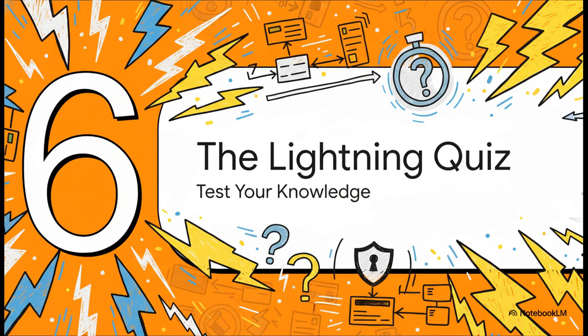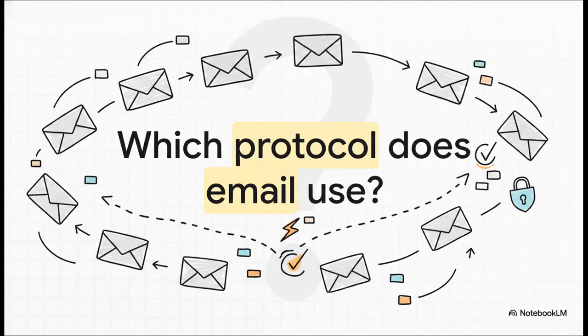And finally, Section 6, the lightning quiz. Okay, let's see how much you've absorbed today with a quick rapid-fire scenario. Think really carefully about what we discussed regarding speed versus reliability. Which protocol does sending an email use? And more importantly, why? I'll give you a second to think about the true nature of an email.